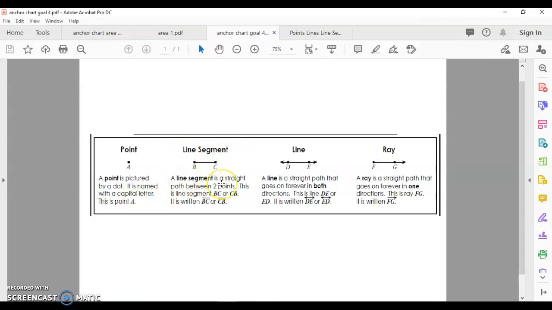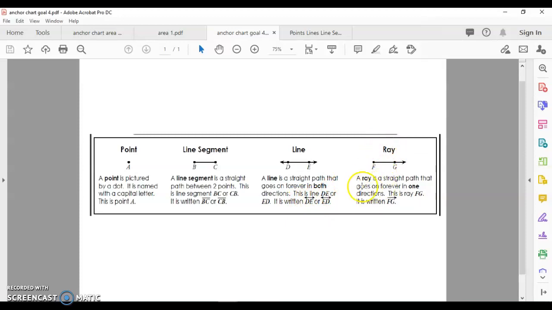A line segment is a straight path between 2 points. This is a line segment, BC or CB. It is written BC or CB with the lines. A line. A line is a straight path that goes on forever in both directions. This is line DE or ED. It is written DE or ED with the line.